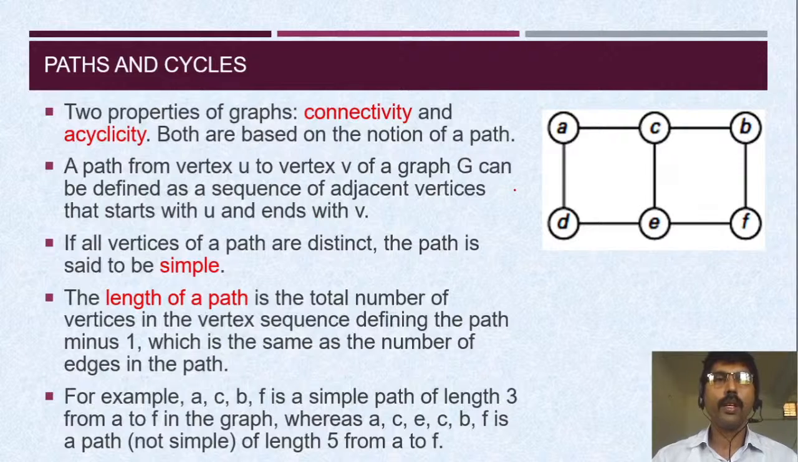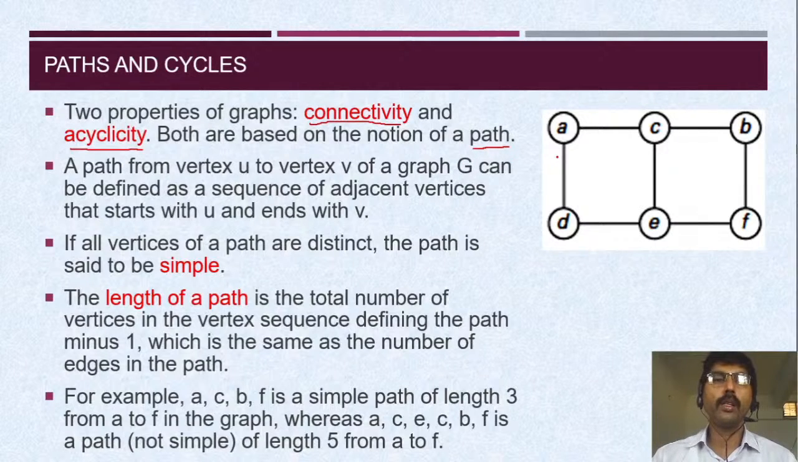The next one is called paths and cycles. Two important properties we have to remember in graphs are connectivity and acyclicity. Both of these properties depend on a notion called path. First we have to understand the meaning of path, because connectivity and acyclicity depend on path.